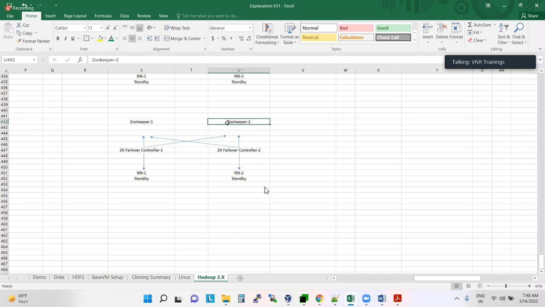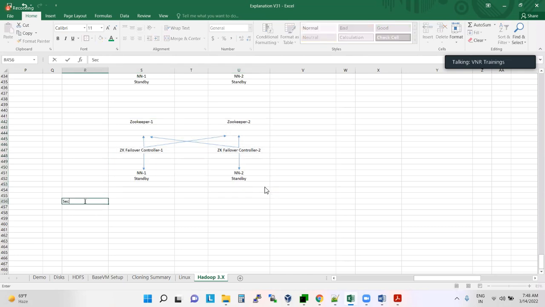Sir, what is the confusion? See, I have two zookeepers. Failover controllers are sending heartbeat to both the zookeepers. So now, both the zookeepers together should decide who should be active and who should be standby. Correct? Yes, sir. Okay, now let us see scenario 1.